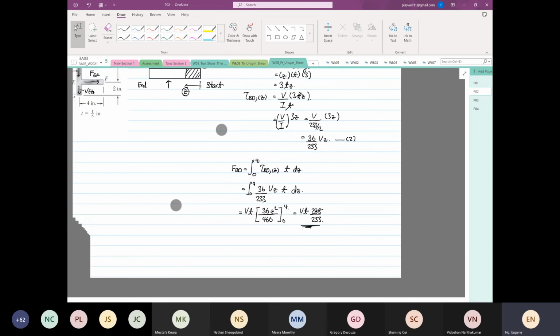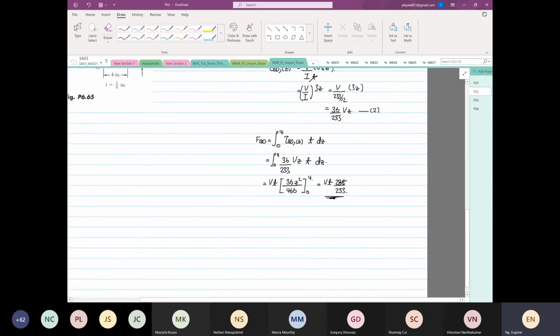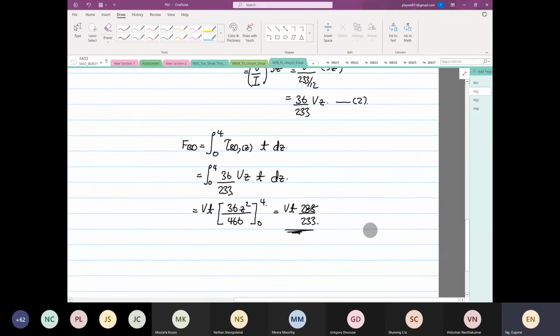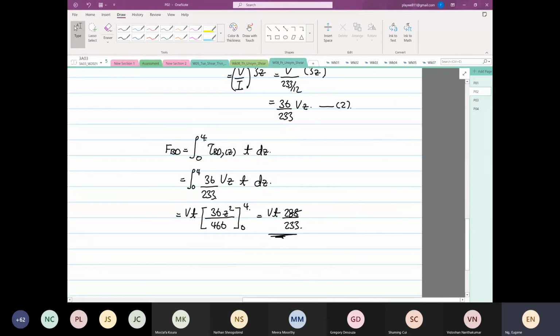Before I go on, any questions with this? Very simple, straightforward integration. I have a question. Maybe you mentioned this, but I missed it: why do you keep the thickness as T until the end? Why don't you just turn it into 1/8? Yes, you can do that also. No problem. The answer will be the same.